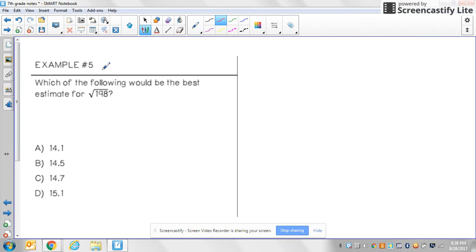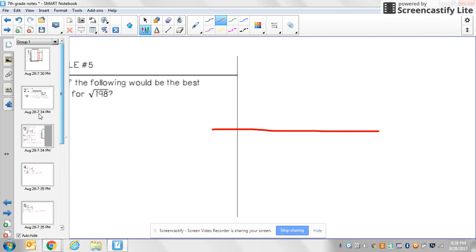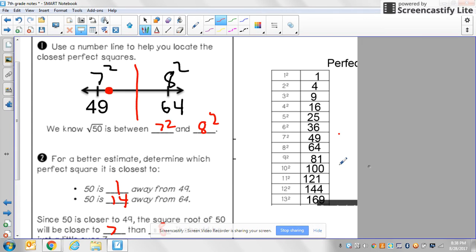Example 5, which of the following would be the best estimate of the square root of 198? Now some of you might start to be getting good and you can do it without a number line. I'll still do it with a number line. So we have our number line here, and we have square root of 198. We go back to the beginning once again. We check our list.